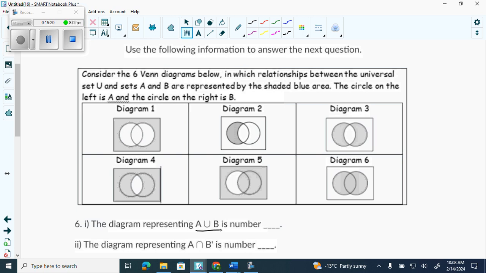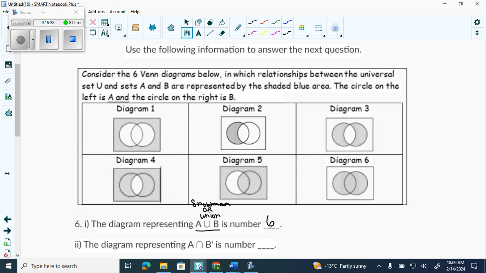Snowman. What other word could I use for this symbol? Union. What other word could I use for that? Or. And then we know the shape is a snowman. So I'm looking for a shaded snowman. Which one of these represents a shaded snowman? 6.